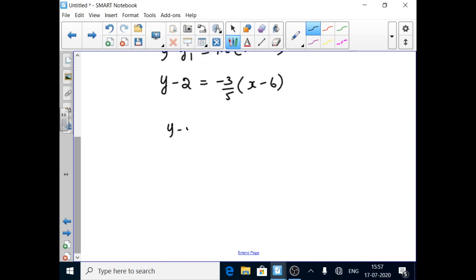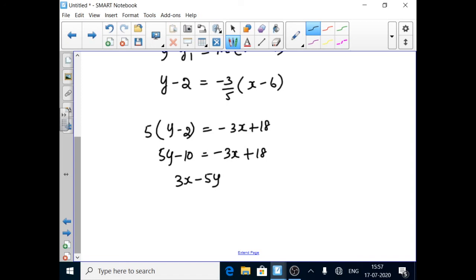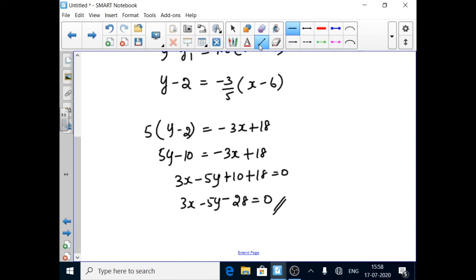So y - 2 = (-3x + 18)/5. The 5 will go to the opposite side. So 5 into, that is 5y - 10 = -3x + 18. So take it to the same side. 3x - 5y + 10 + 18 = 0. That is 3x - 5y - 28 = 0. Take down this.